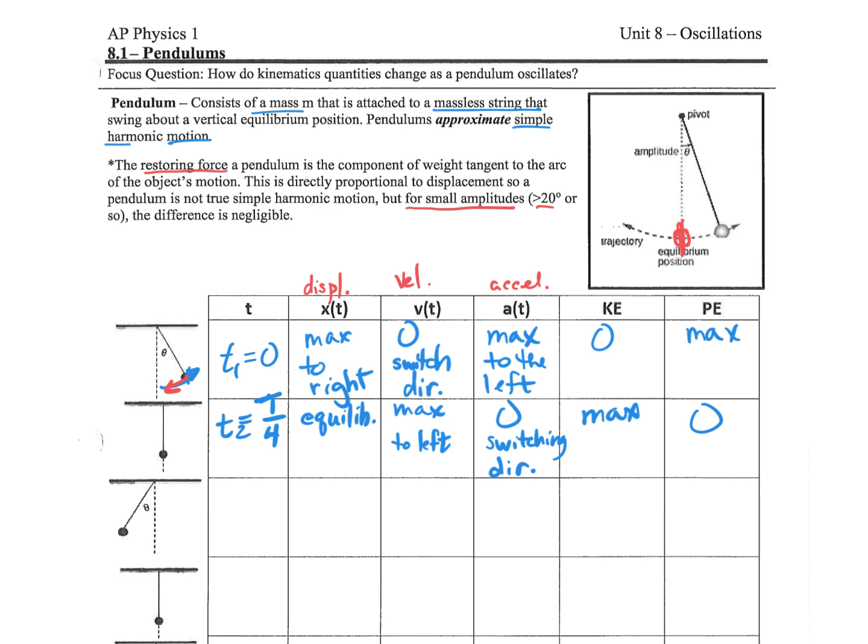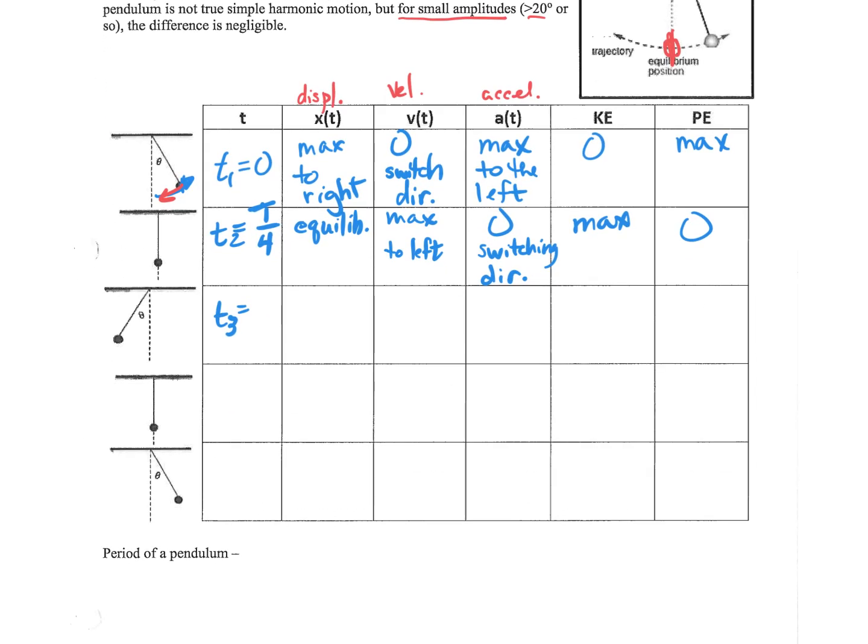Can you see it? All right, so this is T sub 3. How far into the period are we now? We've gone here to here, back to here again. There's 4 sections. 1, 2, 3, 4. So we've done 1, a quarter. Now we've done another quarter. So how far into the period have we gotten? Halfway. So this is big T over 2.